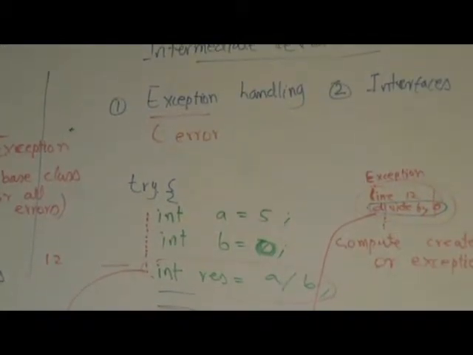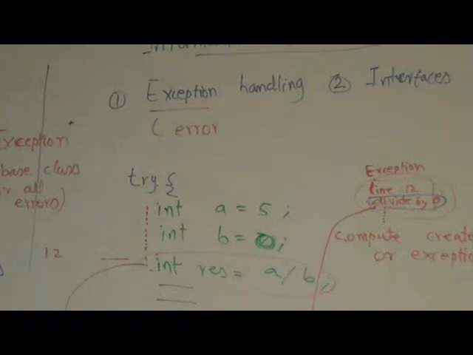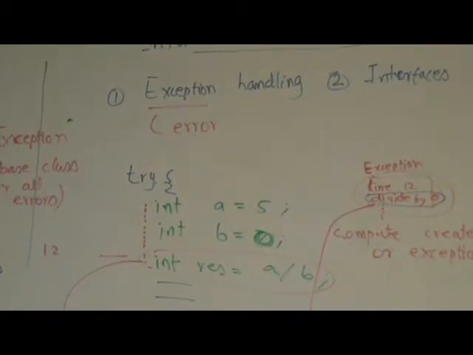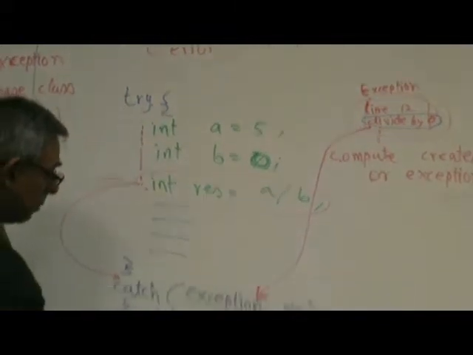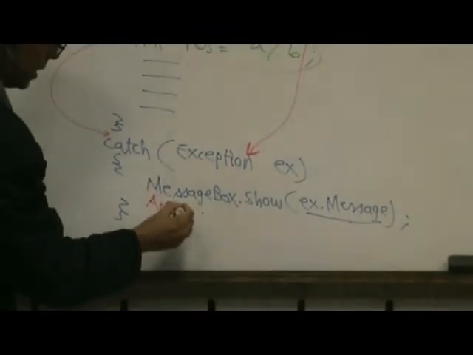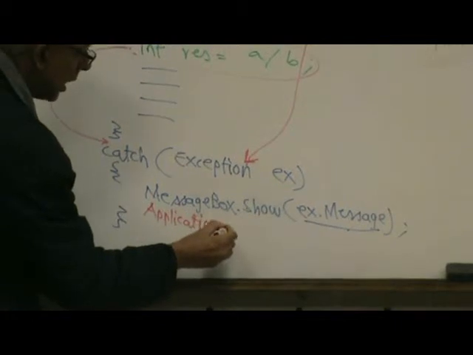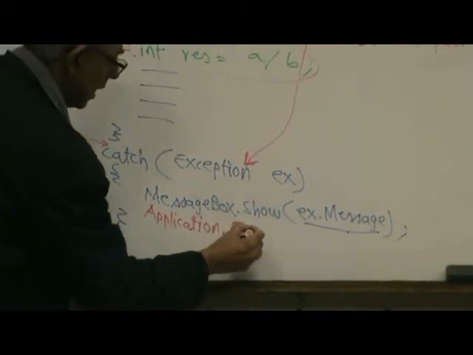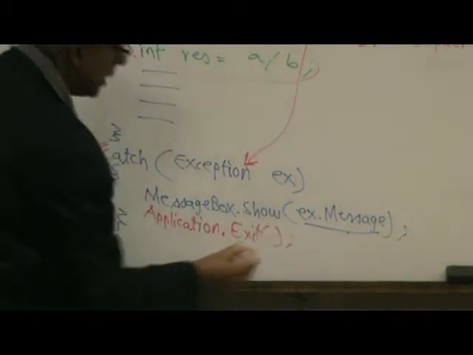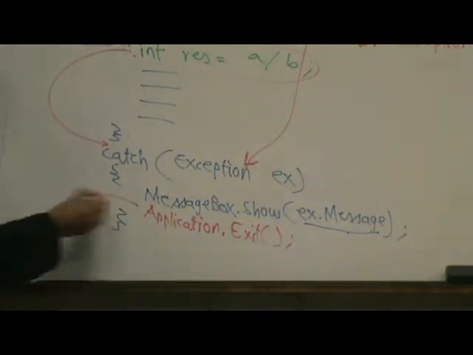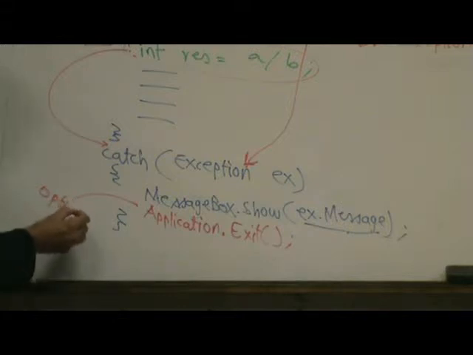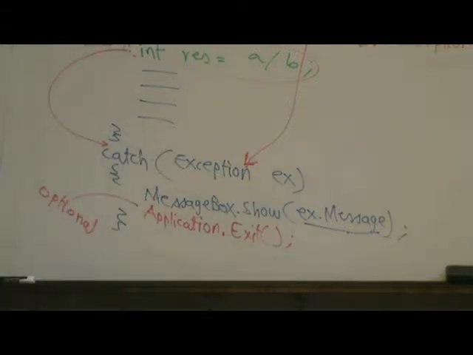However, if the error is very serious and you don't want the user to continue with your application, you can always display an error message. There's an Application class, and you can call Application.Exit and it will terminate the program. But this is optional. Only for a serious error will you close the application. For most errors you will keep continuing.